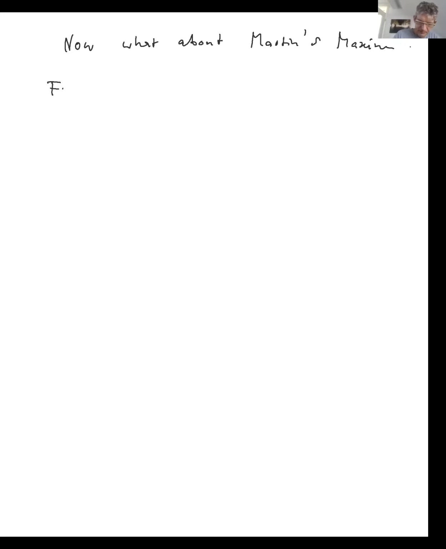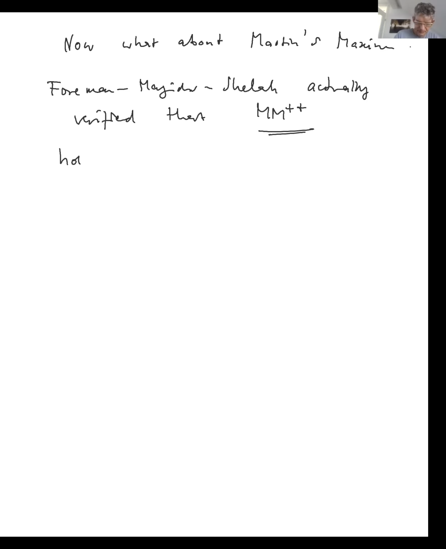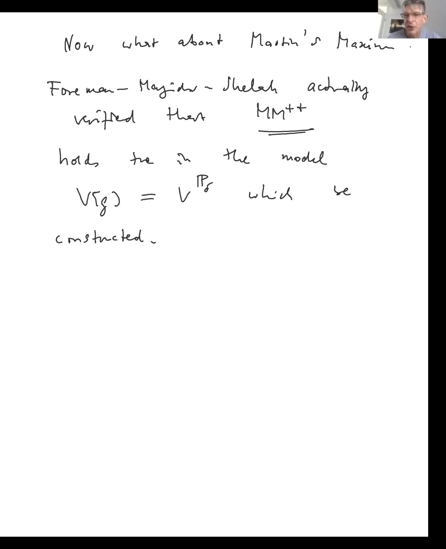So Foreman, Magidor, Schindler actually verified that MM++ holds true in the model V[G], which was V[U] forced with this iteration of length delta, which we constructed. Of course, they used a different proof. They didn't use the definition of supercompact cardinals which we used, but essentially it's exactly that argument. I simply find the argument that we gave a little bit more handy. Okay, so that's what we want to do now, and in order to do that, we have to introduce a reflection principle.